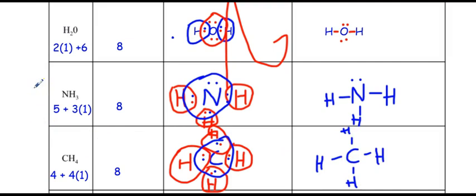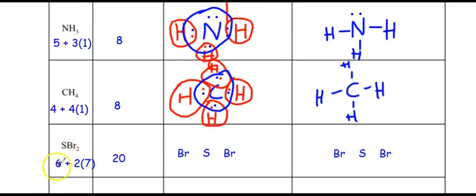Why don't you pause this and you do sulfur dibromide? So sulfur has 6, bromine has 7, but I have 2 bromines for a total of 20. So I'm going to do my sulfur with its 6. All right, and now bromine has 7. 1, 2, 3, 4, 5, 6, 7. 1, 2, 3, 4, 5, 6, 7.